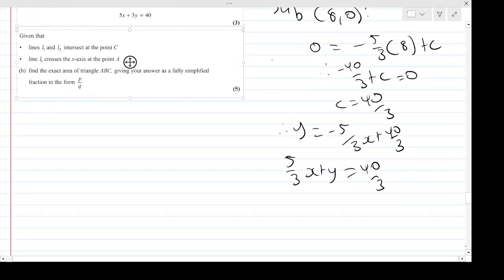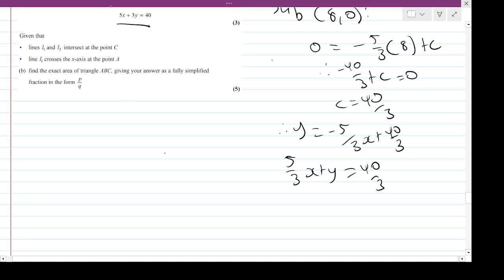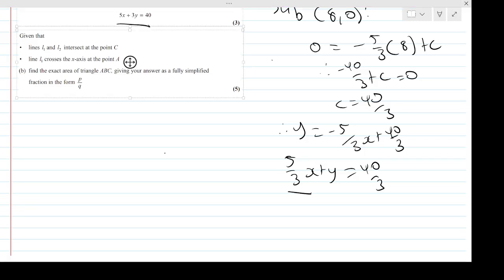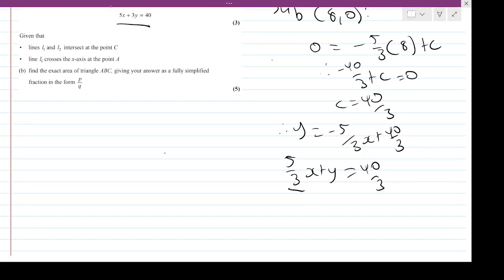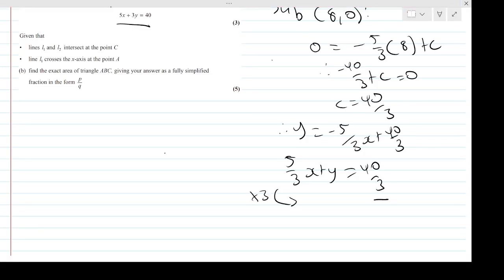Lastly, there are no fractions in my answer, so I need to get rid of the fractions here. They're both out of 3, so I can just times by 3 to eliminate both of them. Therefore, times both sides by 3. I then get 5x plus 3y is equal to 40. Well, what do you know? We got the equation they wanted.